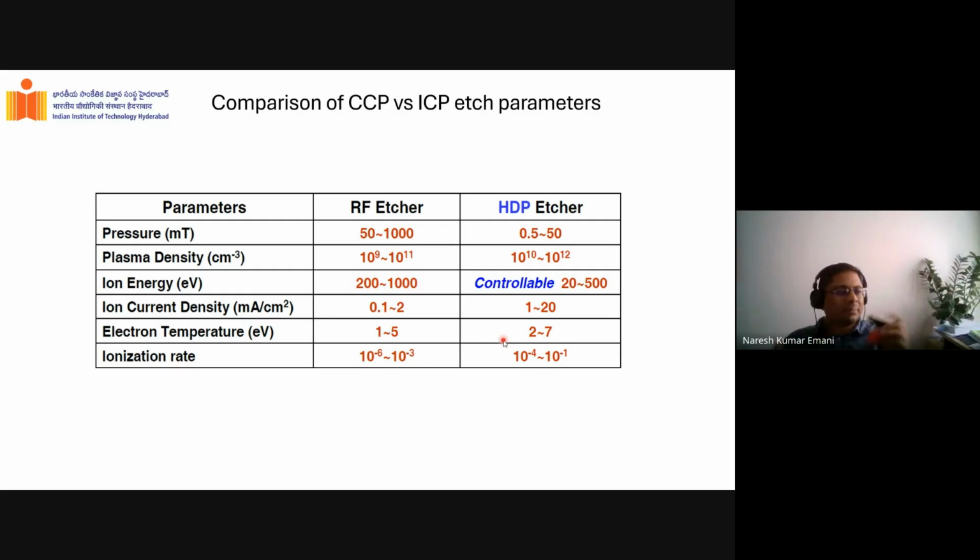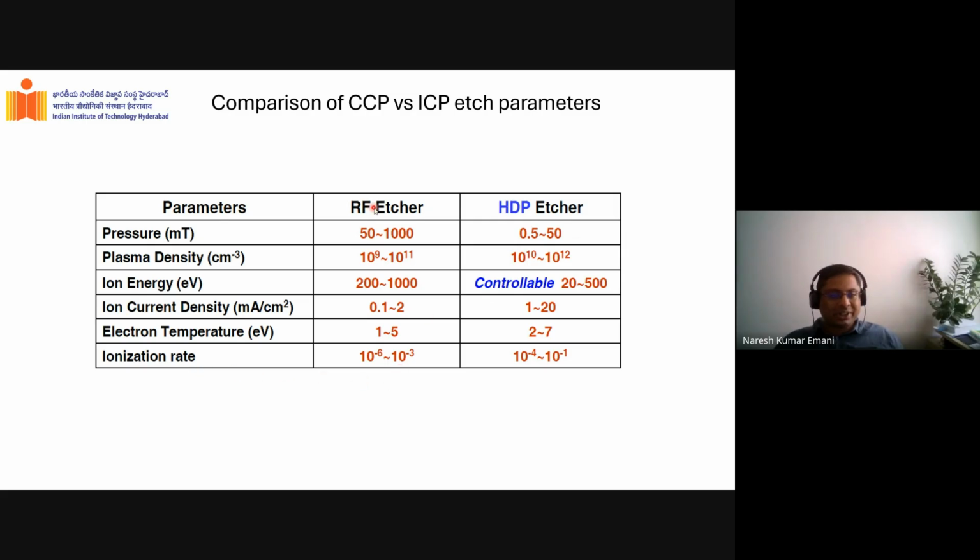So these are some typical numbers I have put here for RF capacitively coupled and ICP coupled. Forget the words HDP and all, high density plasma, but essentially it's the same thing. The idea is, you see the main parameters. What are the main parameters for an etching process? These are the ones: you have the pressure, the density of plasma, the ion energy, the ion density, and the electron temperature.